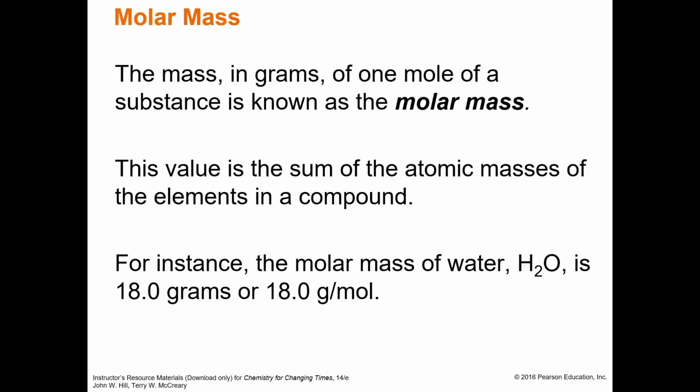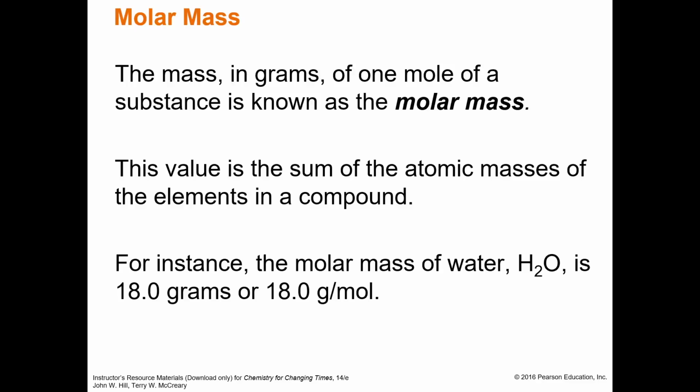Molar mass, so the mass in grams of 1 mole of a substance is known as molar mass. Notice the name actually says exactly what it is. It's just the molar, so you have mole something, mass. This value is going to be the sum of atomic masses of your elements in a compound. So for instance, if we have the molar mass of water, H2O, you could look on your periodic table. Hydrogen has a molar mass of 1. And that's the mass of hydrogen on the periodic table.